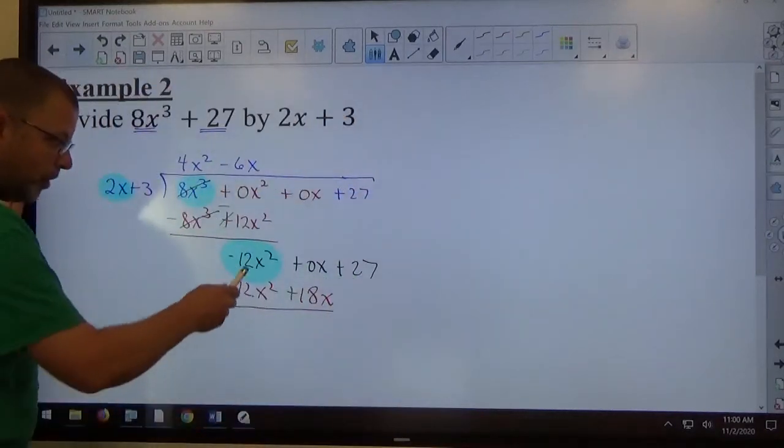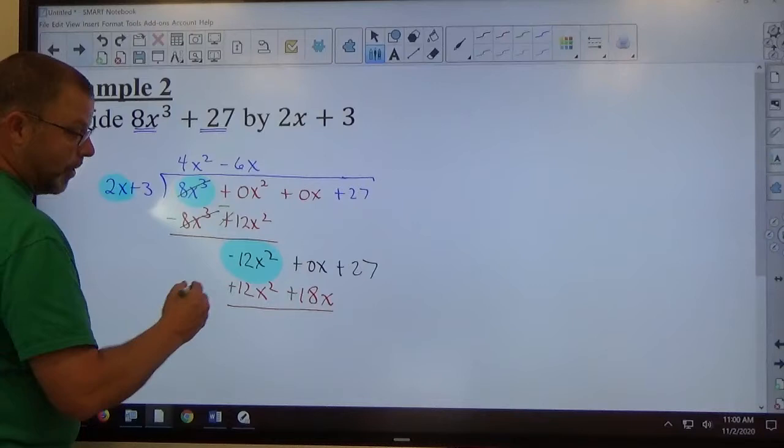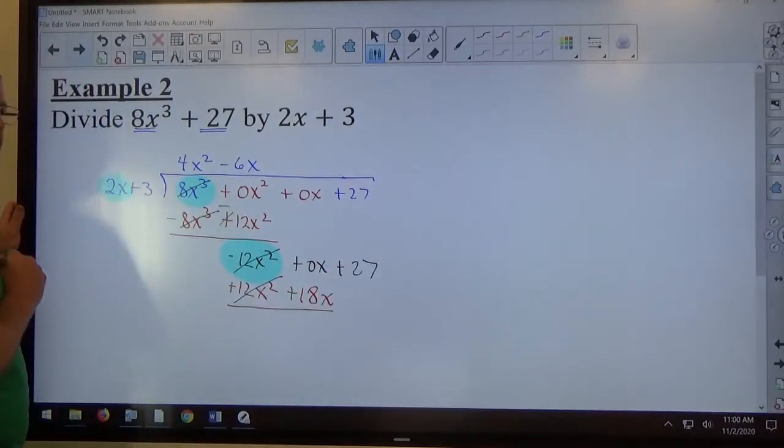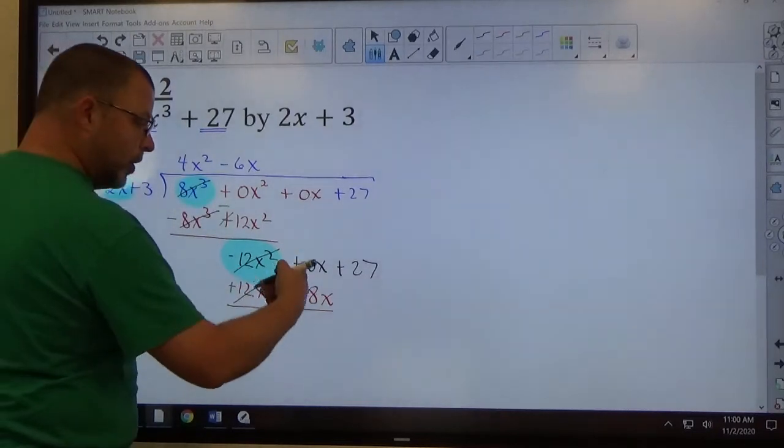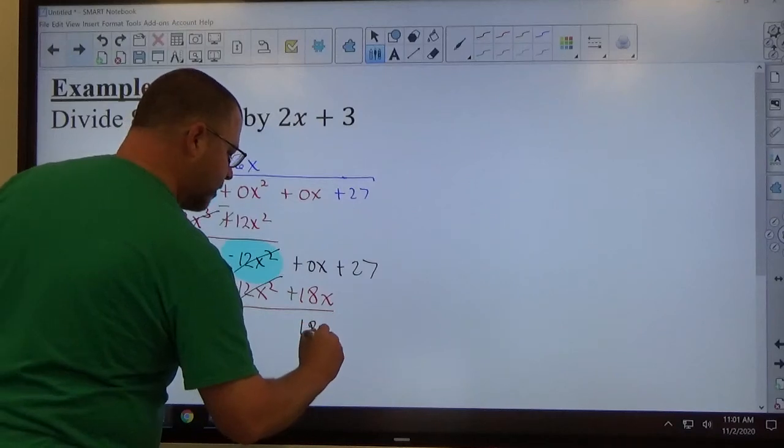So these signs are different, so they are opposite even, so they cancel. Again, that should happen every single time you do this. If that doesn't happen, you did something wrong. Negative and negative, negative and positive, the same thing. Here, 0 plus 18 makes 18.